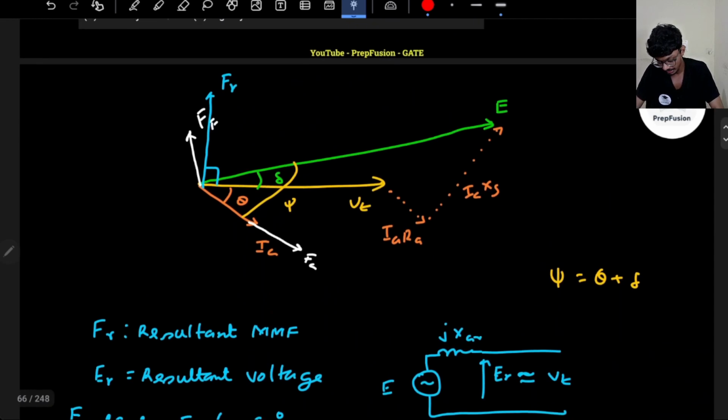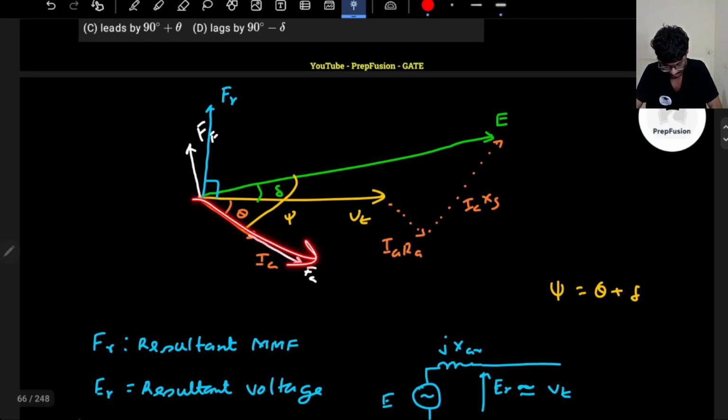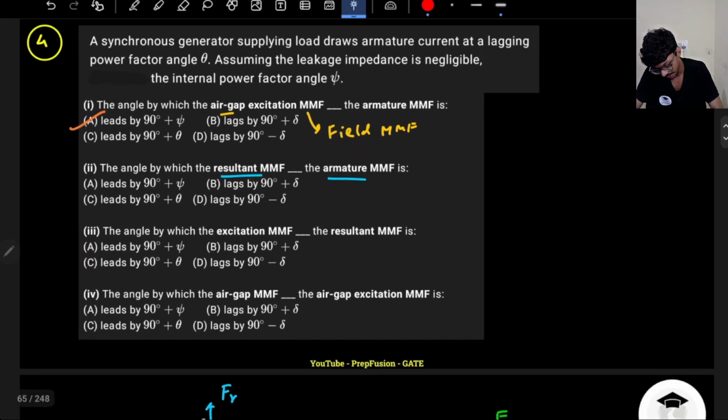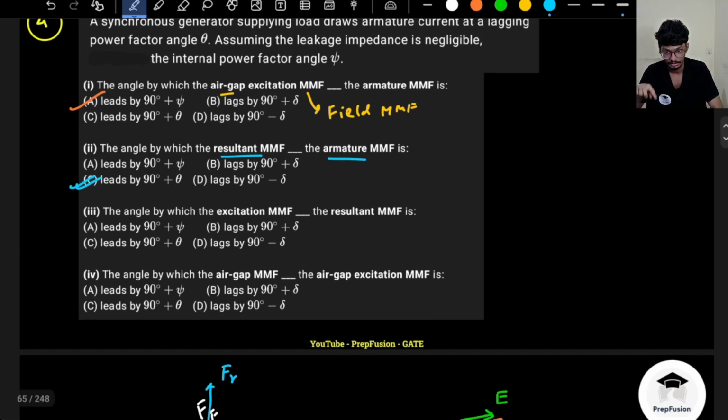Okay. So if that is the case, now they are asking me the angle between the resultant MMF and the armature MMF. Armature MMF is here, resultant MMF is here. So what is the angle? The angle will be 90 plus theta, and the resultant MMF leads the armature MMF by 90 plus theta. So option C will be correct. So resultant MMF will lead the armature MMF by 90 plus theta. Okay. Now let's solve the next one.